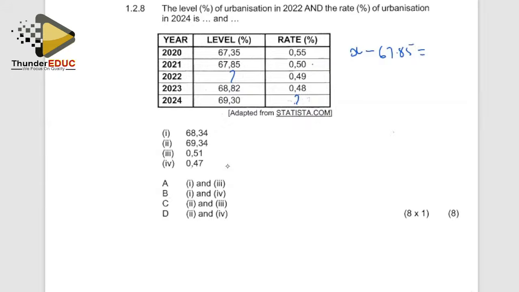How much has it increased? It has increased by 0.49. The rate is 0.49. So calculating this, X is equal to 0.49 plus 67.85. If we do that, it will ultimately give us 68.34. So 68.34, that is how we get this. And we also calculate the rate for this one. We get the rate also as 0.47. So our correct response is item 1 and item 4, which is B.